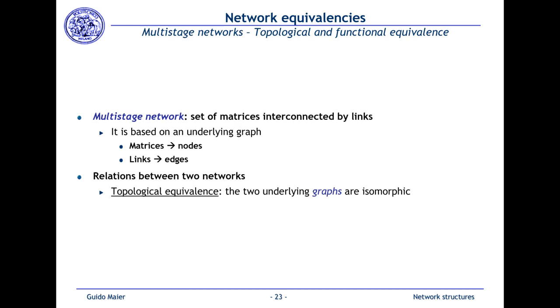And we can say that two networks are topologically equivalent if the two underlying graphs are isomorphic. Okay, this is the main relation. An example, just to show you immediately. So take this network.